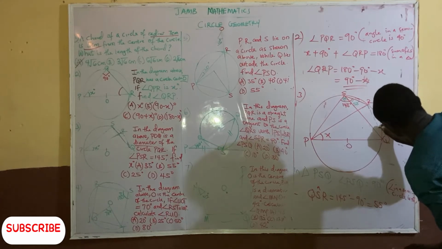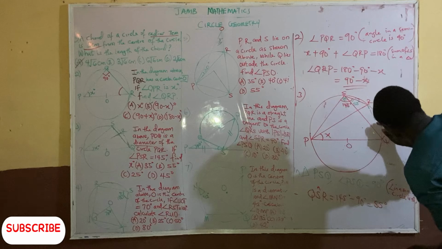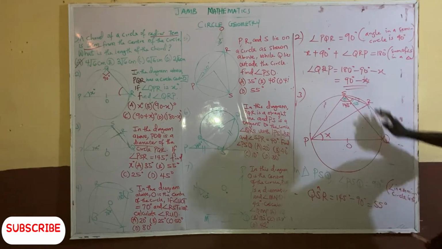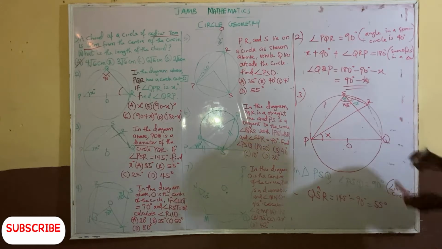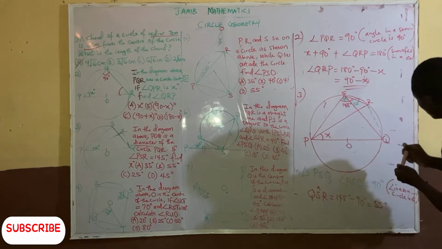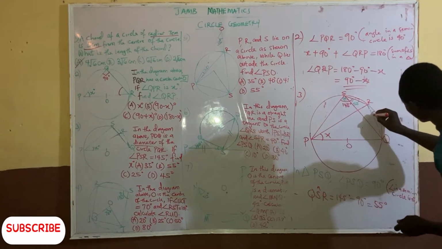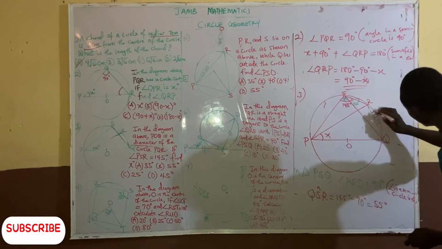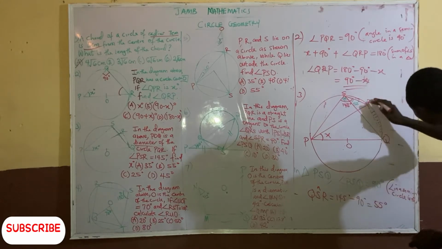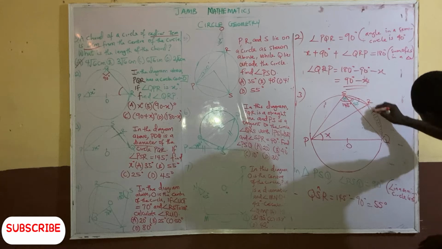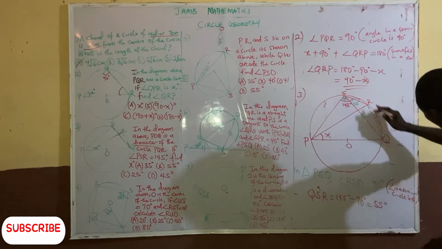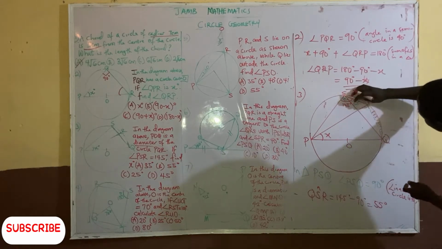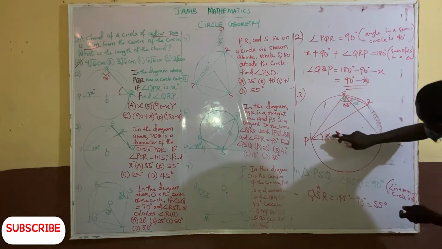Dotted line, with a dashed line. So this is a chord QR. Now, this forms a segment. So this is a segment. This area here is a segment. And if this is a segment, this angle here will be equal to x.